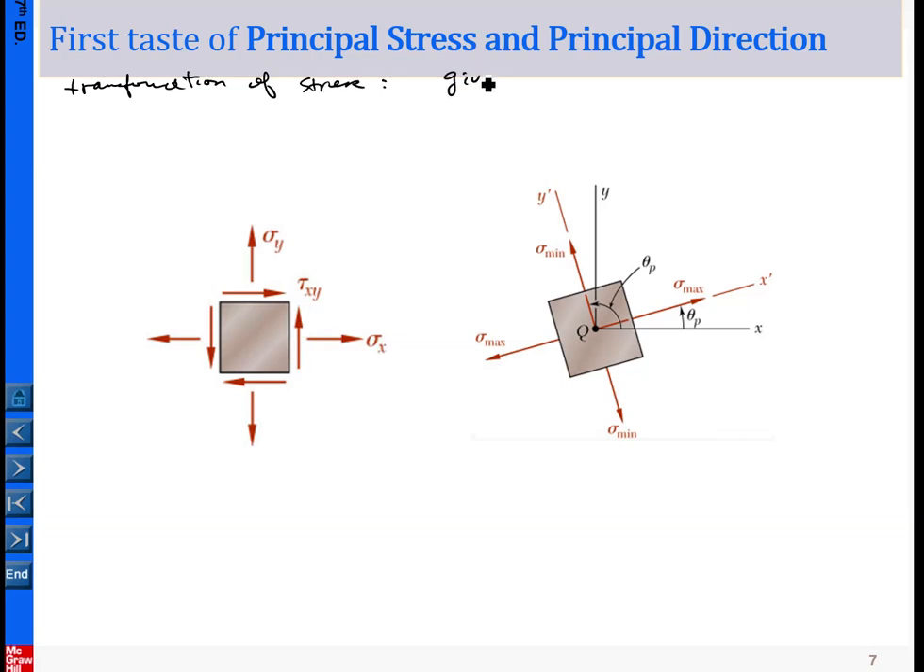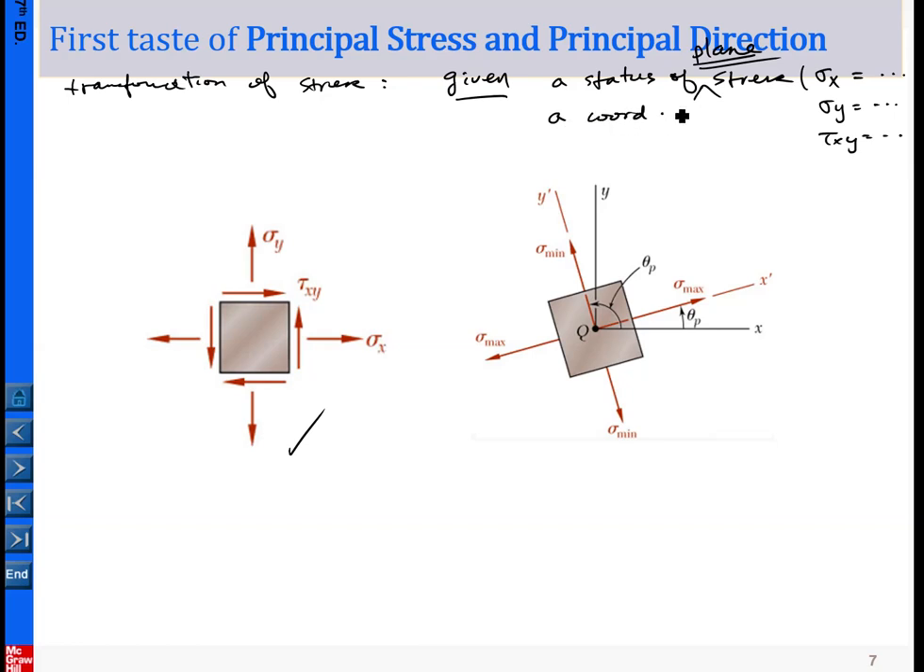Transformation of the stress is this. We are given a state of stress. For example, like this one: a state of stress is given, say sigma x equal to how much, sigma y equal to how much, and tau xy equal to how much. And again, here we consider the plane stress. And also we are given coordinate systems, for example, xy, the xy coordinate system.